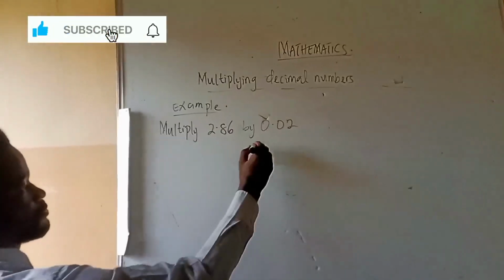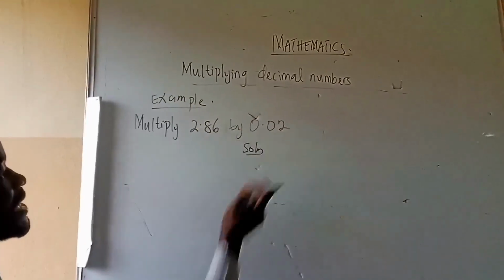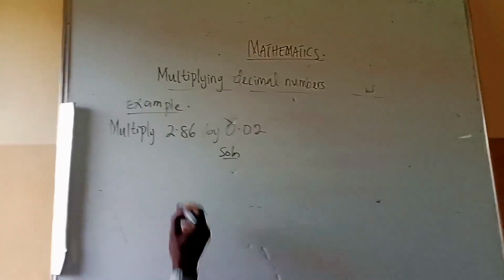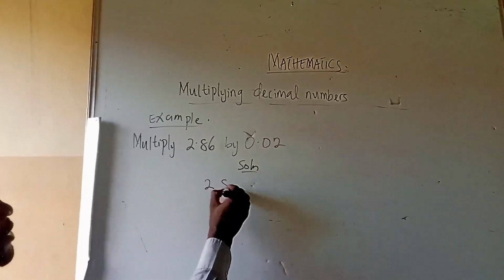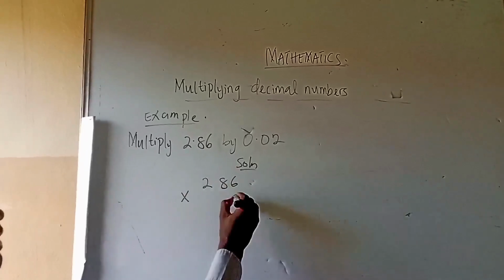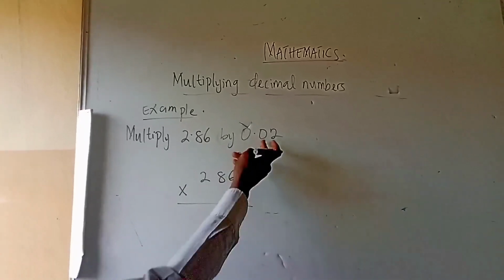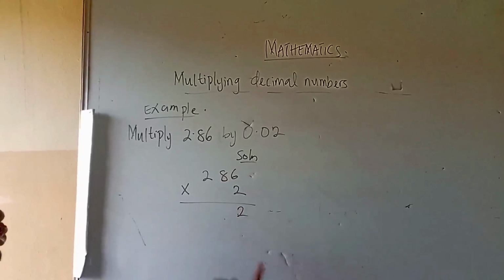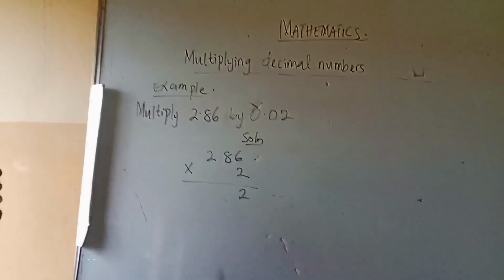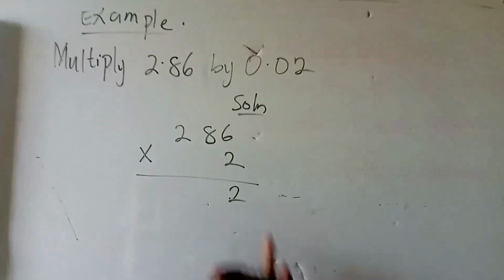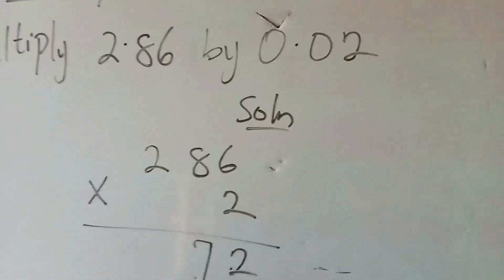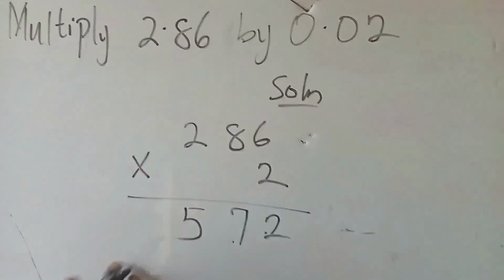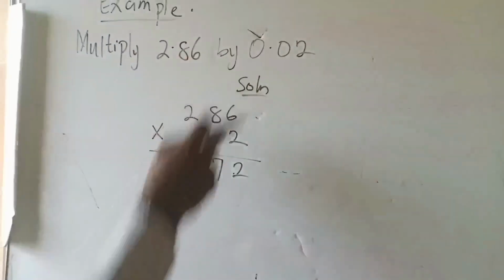What you should do is neglect the decimal point first. Just pick out the numbers, neglect the decimal point. Say 286 multiplied by 2. 2 times 6 is 12, we write 2, keep 1. 2 times 8 is 16, plus 1 is 17, write 7, remaining 1. 2 times 2 is 4, 4 plus 1 is 5. So we have gotten 572 when we remove the decimal point.